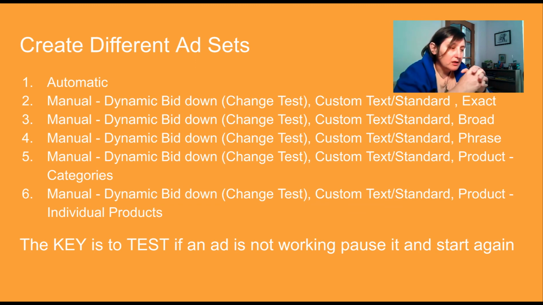The thing is, you need to be testing all the time, and if an ad is not working after a week or a couple of weeks and you're not getting any returns on investment, no impressions have been made, no click-throughs or anything like that, kill the ad and try again using something different. So you might go, right, this time I'll do a manual one and I'm going to do dynamic bid up and down, and then I'm going to stick with standard text and I'm going to do exact. Then you might try and do manual dynamic bid down, and this time I'm going to change it from standard text to custom text. So you keep changing different things to see what works.